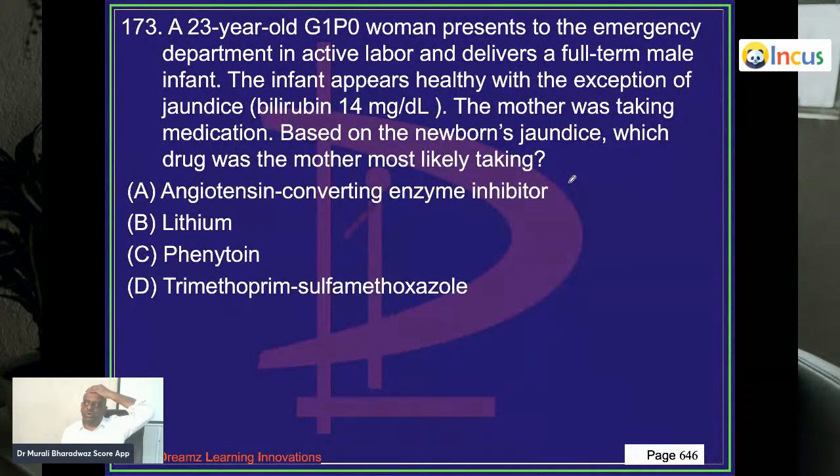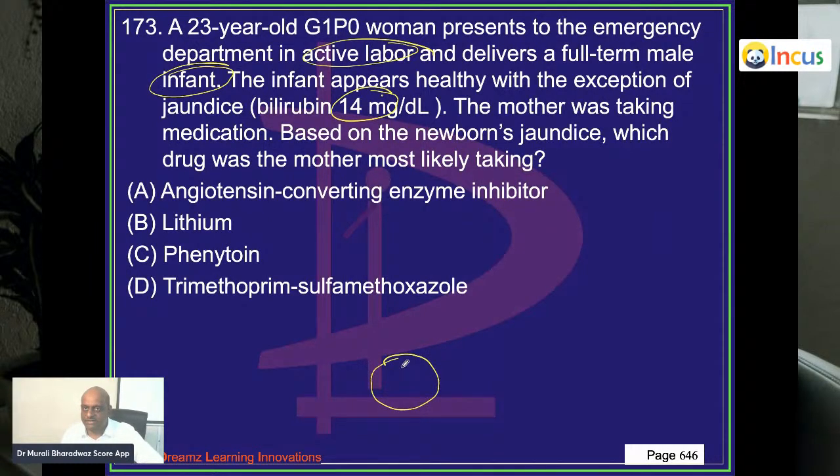Right? 23-year-old, active labor, delivers a full-term infant. There is jaundice with a bilirubin of 14. Probably which drug taken by the mother led to the kernicterus and jaundice in the baby? Yesterday only we discussed. Albumin is there, doctor. This drug will come, it has a high affinity, it will displace bilirubin out.